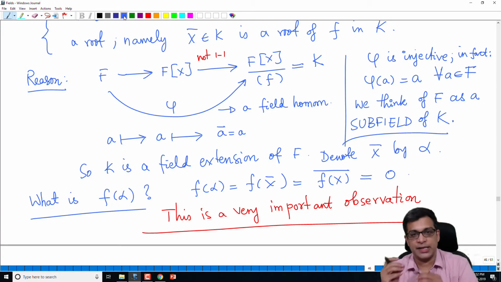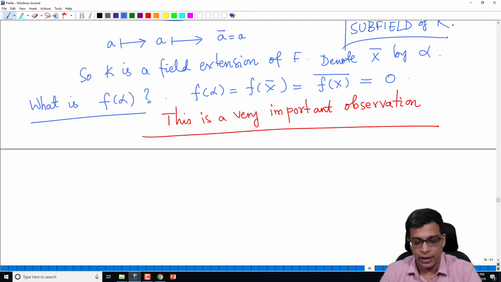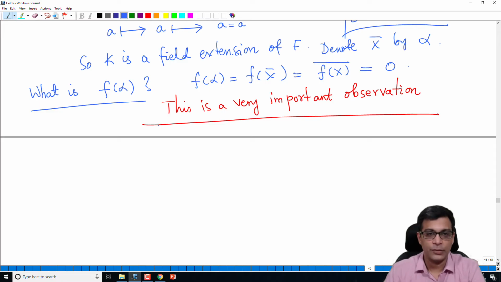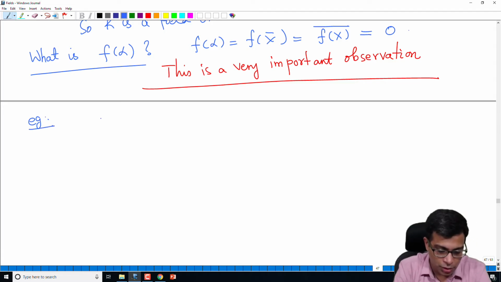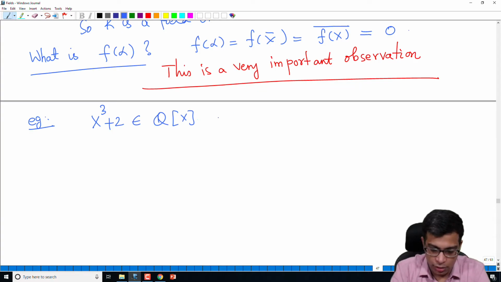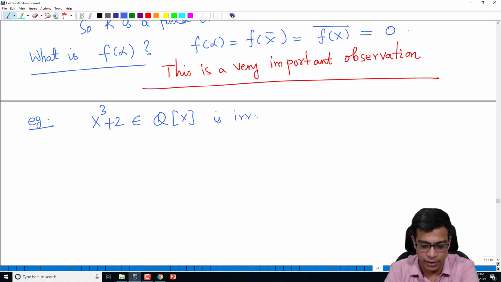Okay, so in some sense there is a God-given procedure to obtain a bigger field where any irreducible polynomial has a root. All you need to do is go modulo the ideal generated by that irreducible polynomial. Because that ideal is a maximal ideal, the quotient ring is in fact a field and the residue of x is a root of the polynomial. So to illustrate this, let's for example consider x cubed plus 2. Okay, this is irreducible. You can see this in many ways. For example, the Eisenstein criterion shows this.